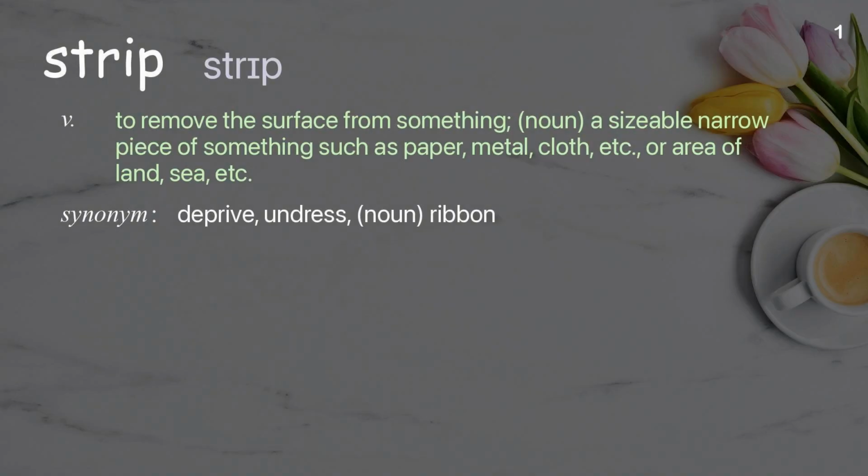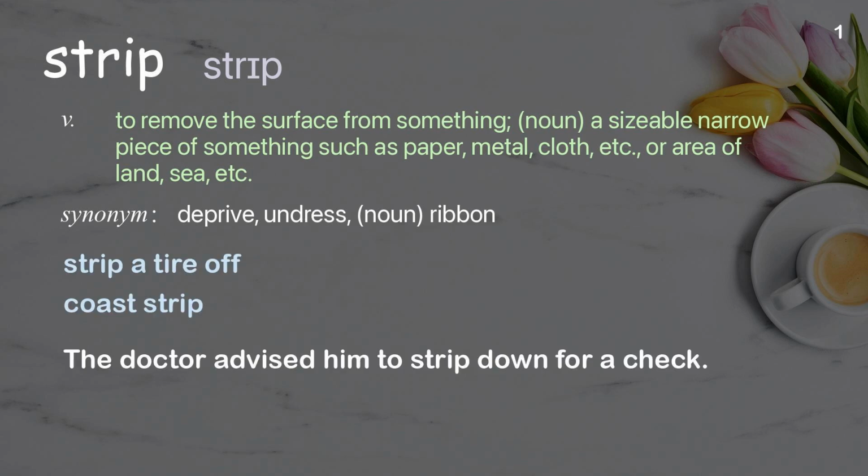Strip. To remove the surface from something. Noun, a sizable narrow piece of something such as paper, metal, cloth, etc., or area of land, sea, etc. Examples: Strip a tire off. Coast strip. The doctor advised him to strip down for a check.